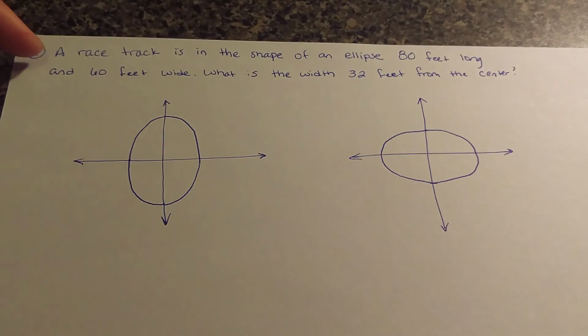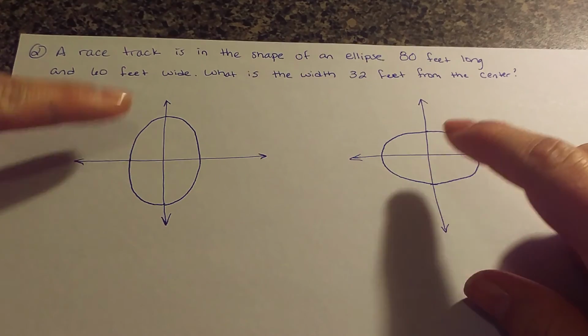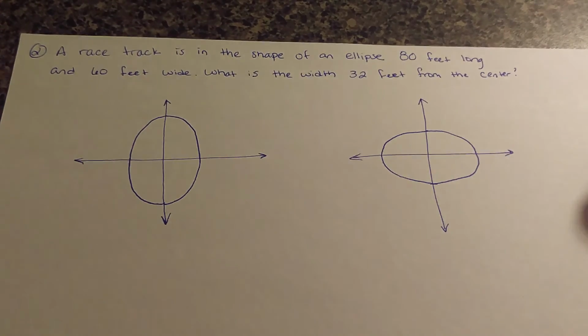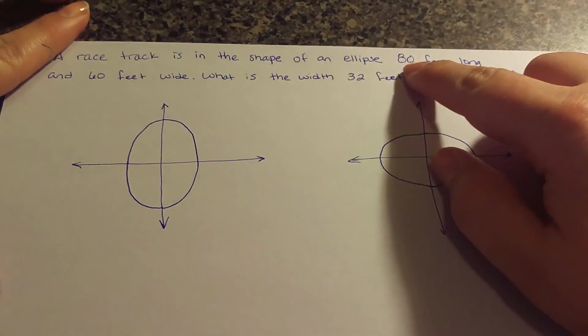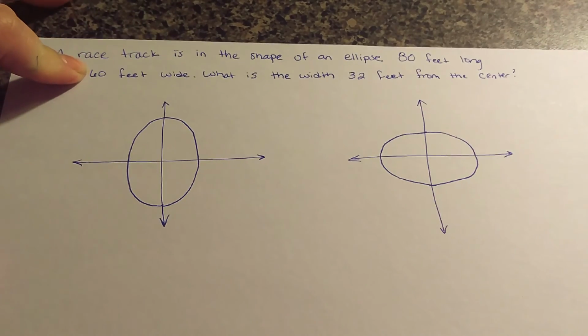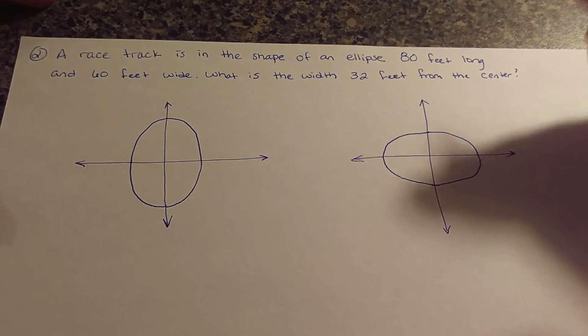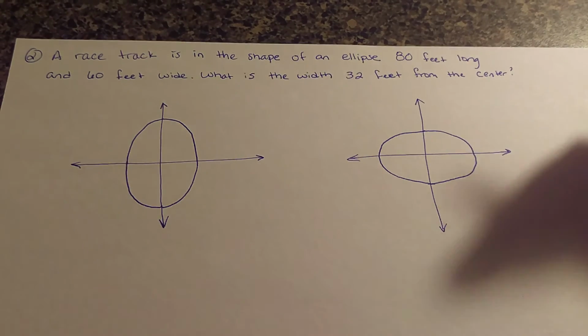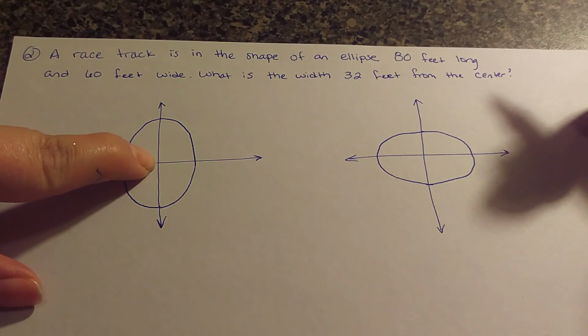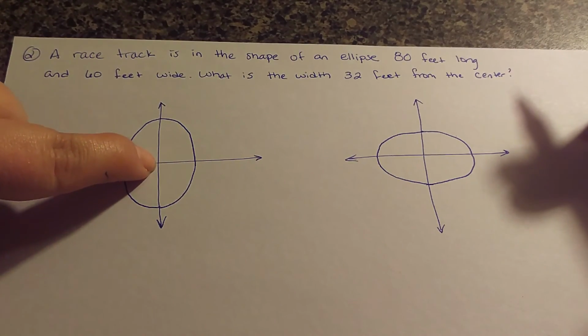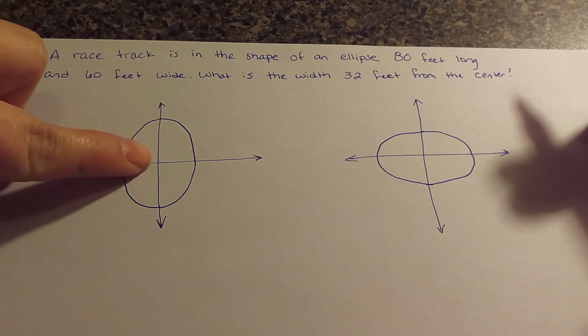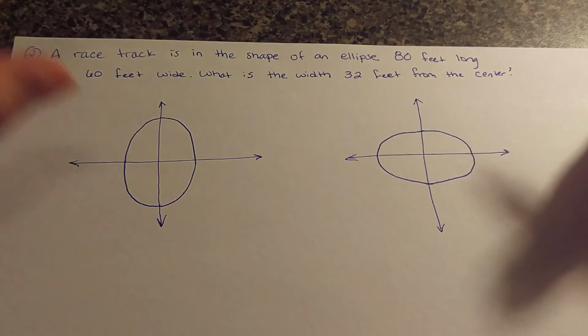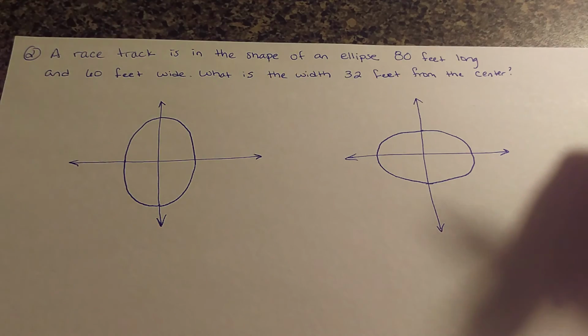A racetrack is in the shape of an ellipse. So I've got two ellipses drawn here because you can interpret it either orientation. It is 80 feet long and 60 feet wide. Now notice that this is talking about real length. If I told you that a racetrack was 80 feet long, you would not probably think, oh, let me measure from the center to the edge. But because we're looking at it on an axis and we're used to measuring only half the ellipse, that might be what you're thinking right away.